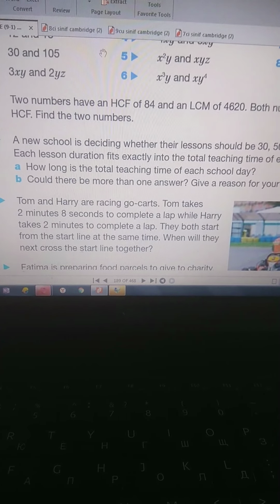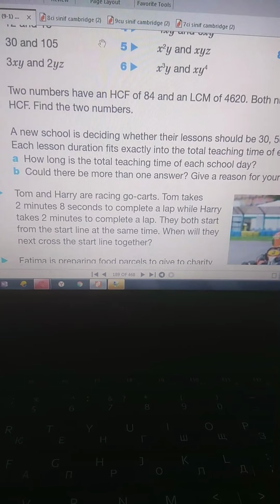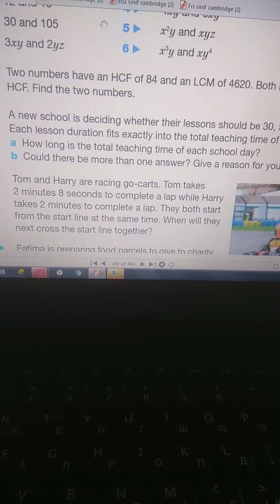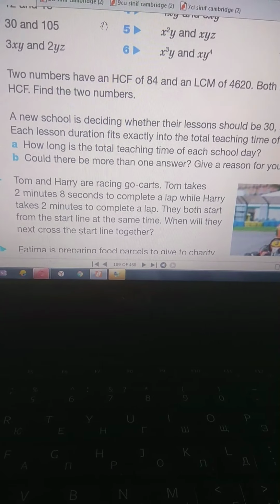Tom takes 2 minutes 8 seconds to complete a lap, while Harry takes 2 minutes to complete the lap. They both start from the start line at the same time. When will they next cross the start line together? So listen again carefully, because it's so important. So we have 2 minutes and 8 seconds, and this is for Tom, and Harry 2 minutes.